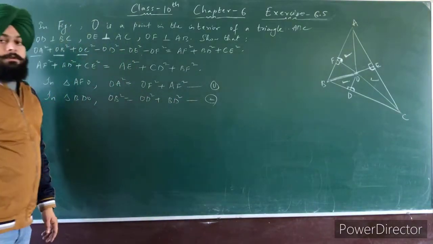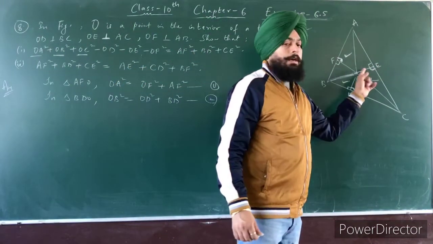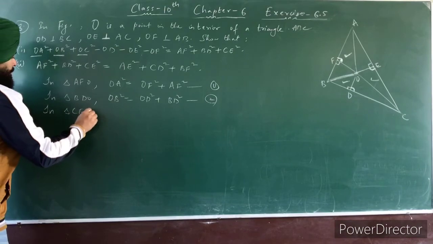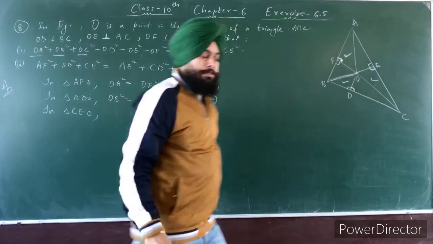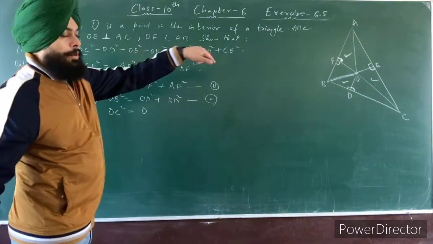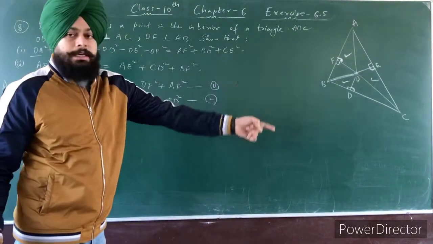Take this equation number 2. And the last triangle, CEO. In triangle CEO, hypotenuse is which one? Hypotenuse is OC. So OC square is equal to OE square plus CE square.